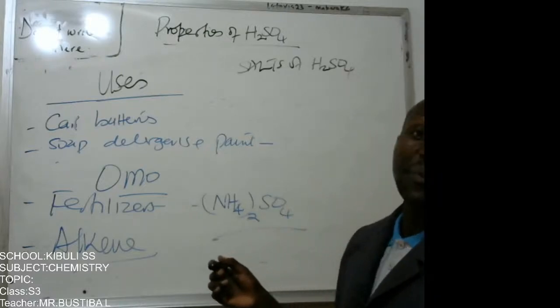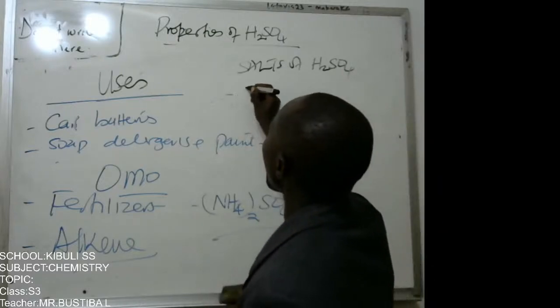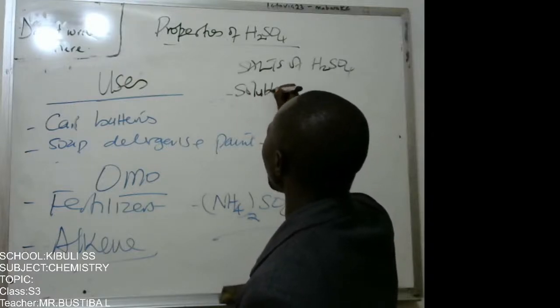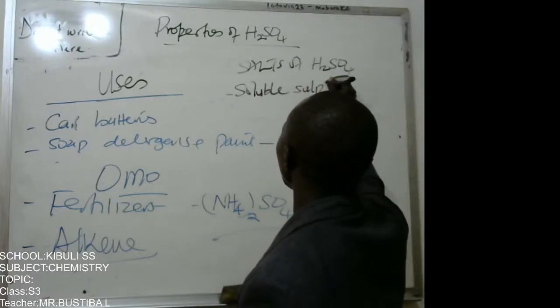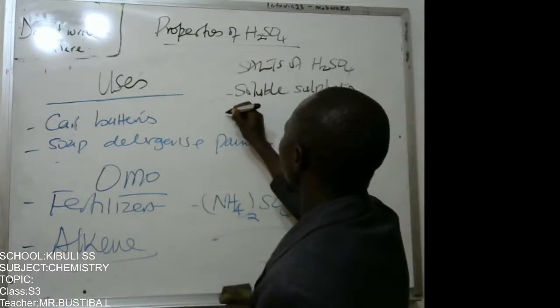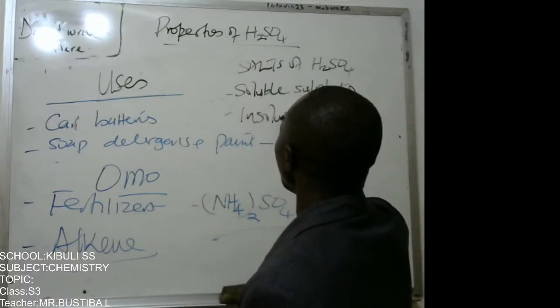What are the salts of sulfuric acid? There are 2. We have what we call the soluble sulfates. You know that. Soluble sulfates. And you know them. And number 2, they are what? Insoluble sulfates.